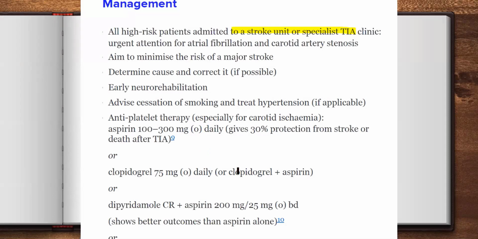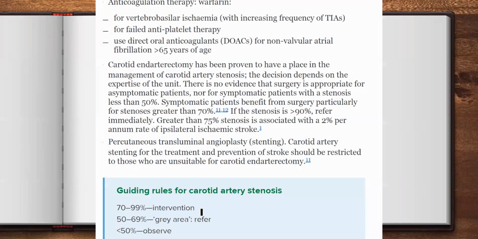If it's a carotid ischemia, where you found carotid artery stenosis in the Doppler, then you should start the patient on antiplatelet therapy, mainly aspirin. But if aspirin and dipyridamole is in the options, that usually gives a better outcome. So either aspirin or clopidogrel, or aspirin dipyridamole. If aspirin dipyridamole is the option, we will choose this one.